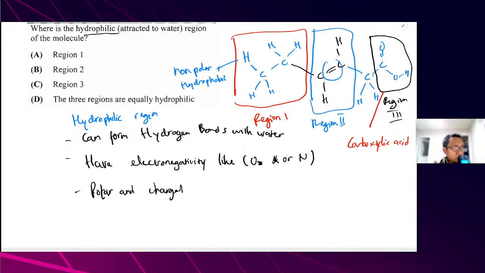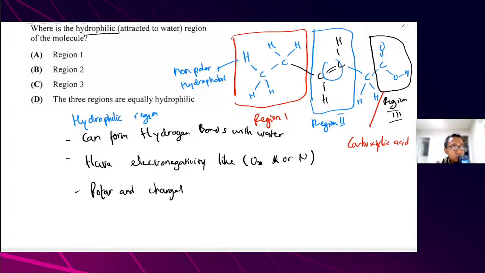All right, so we continue after a while. Let's finish the first question. Like I mentioned, a hydrophilic region should be able to form hydrogen bonds with water, have electronegativity like O or N, and be polar and charged. Now let's look at them one by one.